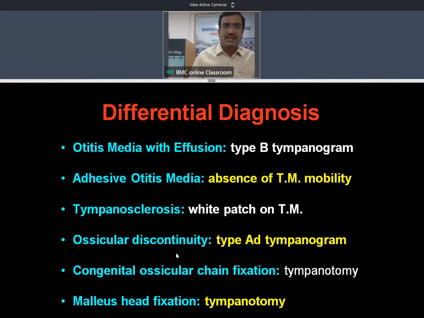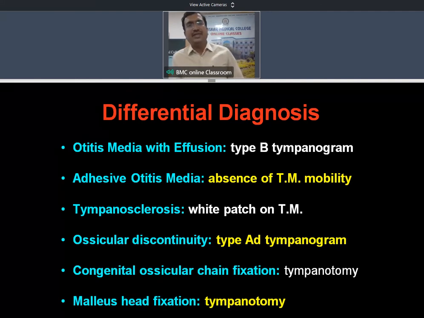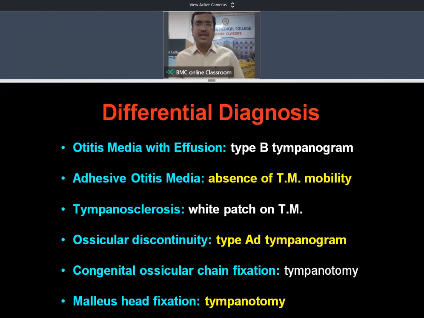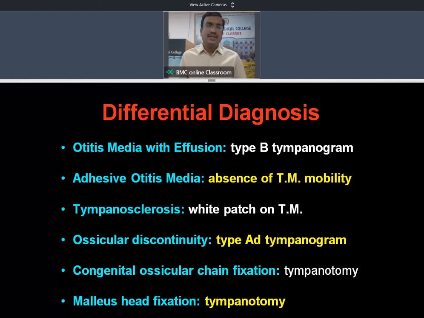What are the various conditions which will cause the conductive type of hearing loss with intact tympanic membrane? So you need to differentiate from otosclerosis by clinical examination, audiological examination, or radiological examination. So these are the various conditions: conductive hearing loss with intact tympanic membrane.